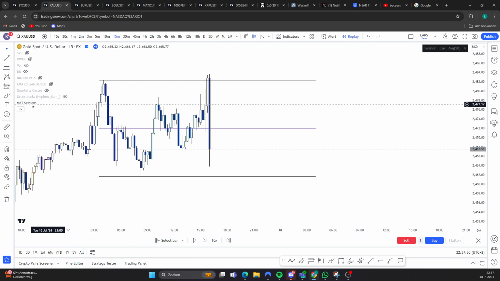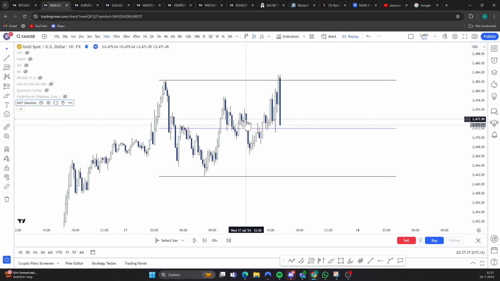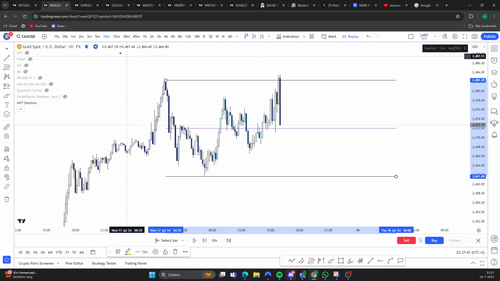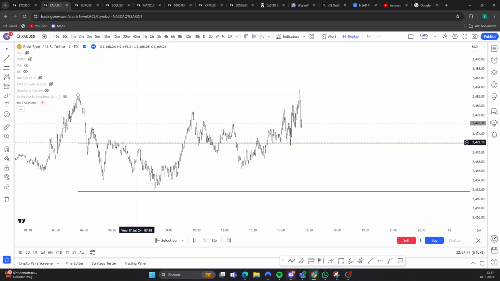So we have London, which is inside of the Asia highs and lows, and then New York open. So I was watching for a move up, grabbing London highs, grabbing Asia highs, which is also just your range high, and then a break back inside for a potential short. Okay, so what happened?